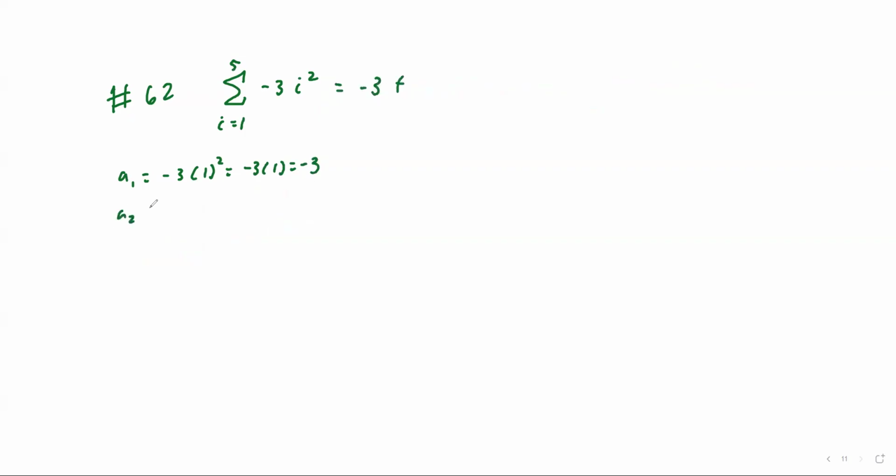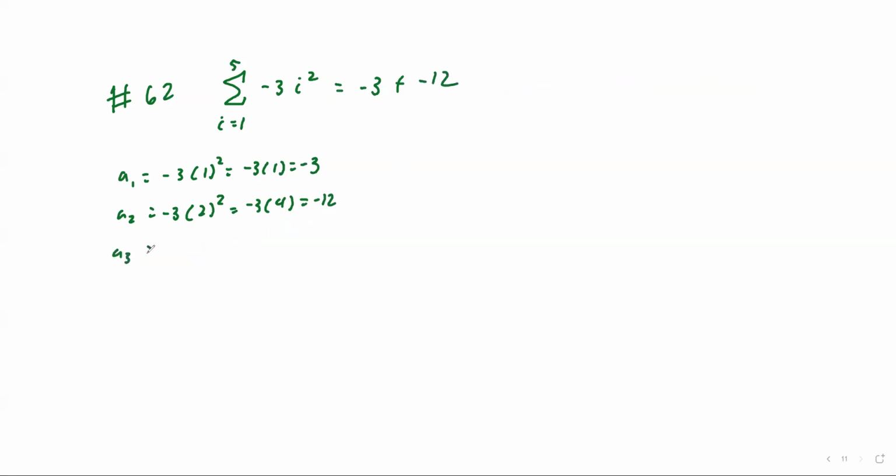All right, let's do quite a bit of these. Let's look at number 62. In this case, again, doing an expanded form first. I would do a sub 1 is equal to -3 times 1 squared, which would be -3 times 1, which would be -3, plus a sub 2. This would be -3 times 2 squared. That'd be -3 times 4, which would be -12.